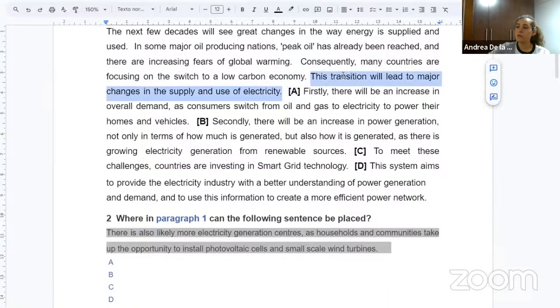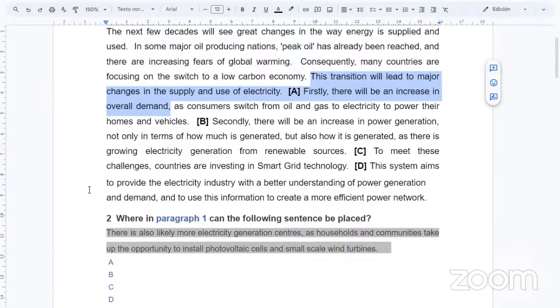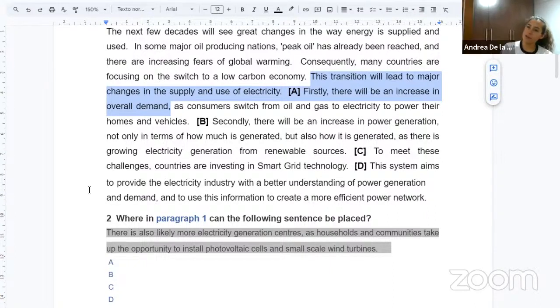Let's read here. This transition will lead to major changes in the supply and use of electricity. Firstly, there will be an increase in overall demand as consumers. So do you guys think that we could break these two sentences? Do you think that we can separate them? Would it be okay? No, I don't think so. No, right? It wouldn't be okay.